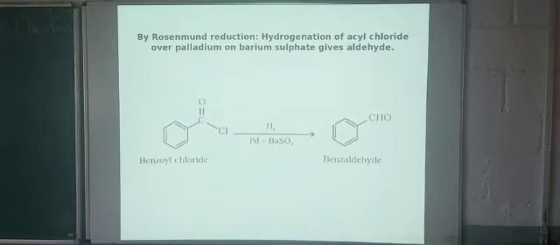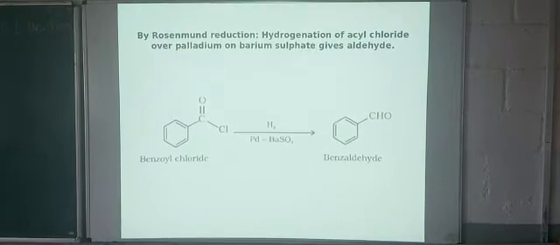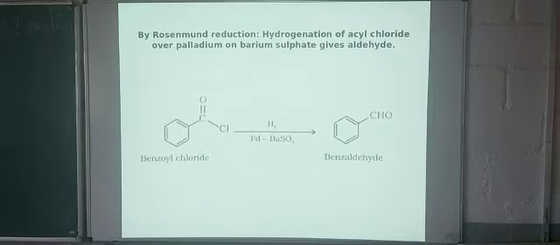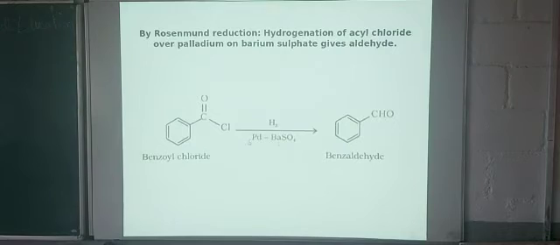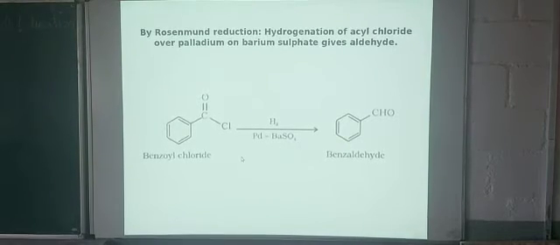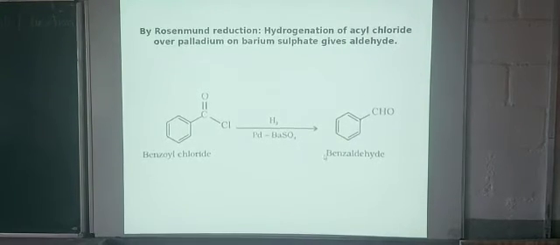By the Rosenmund reduction reaction, hydrogenation of acyl chloride over palladium on barium sulfate gives the aldehyde. So this is the general formula of benzoyl chloride. The catalyst we have to take is palladium in presence of barium sulfate. It is converted into benzaldehyde, so it is an aromatic compound.